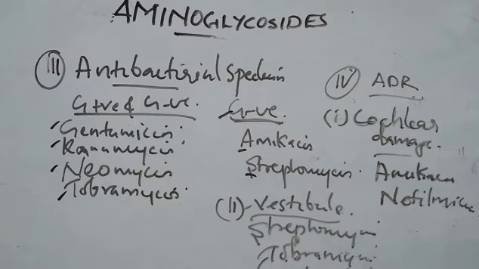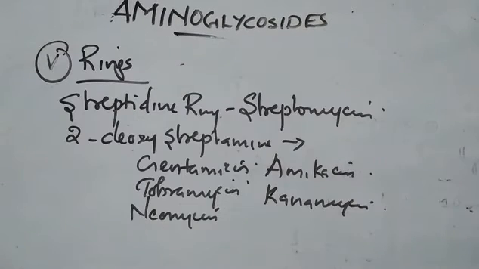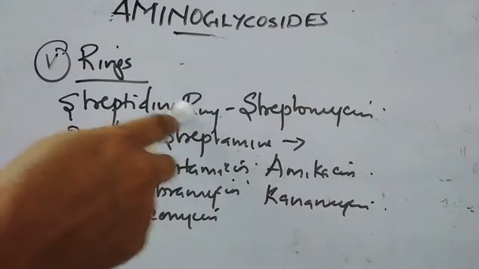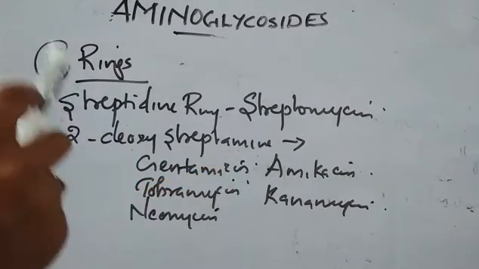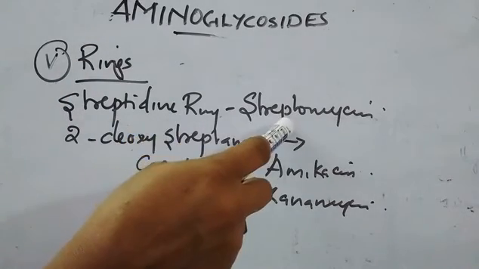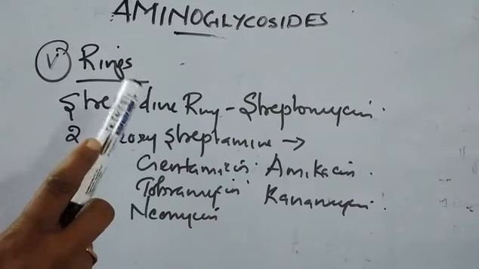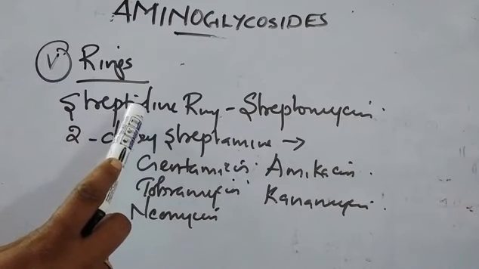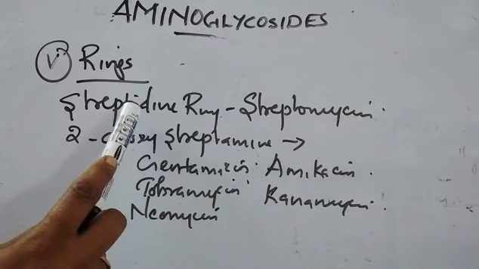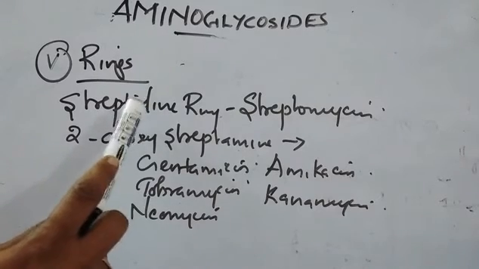Another classification, based on medicinal chemistry, is the ring system that is available in the aminoglycosides. Based on the ring system, we can classify aminoglycosides into those having a streptidine ring system and those having a 2-deoxystreptamine ring system. The streptidine ring system is especially for streptomycin. Streptidine is a cyclohexane ring attached to guanidine, so we can call it a biguanide ring, the inositol structure.